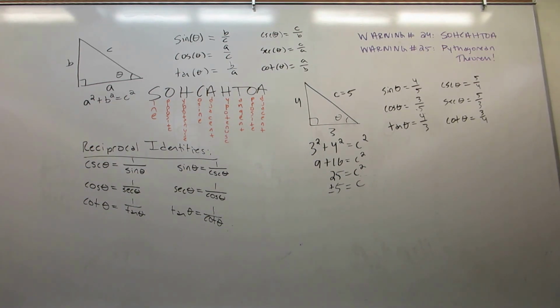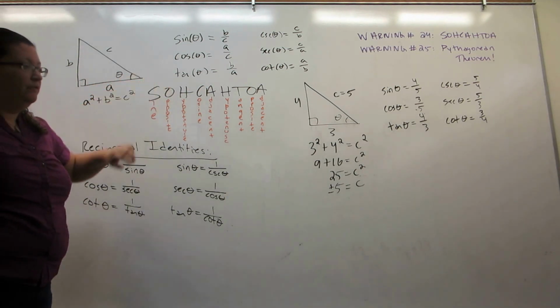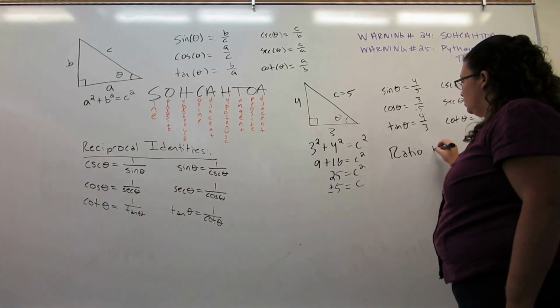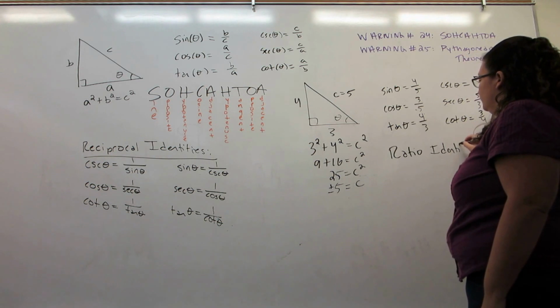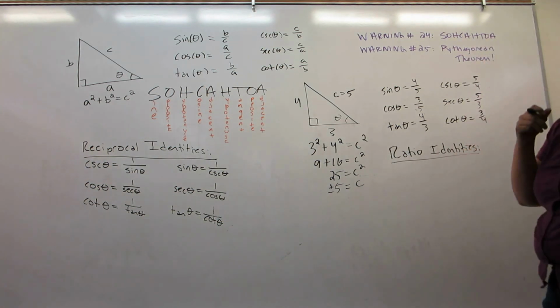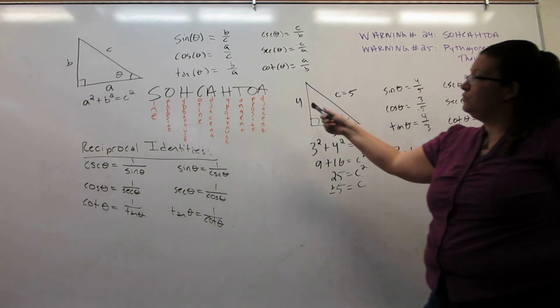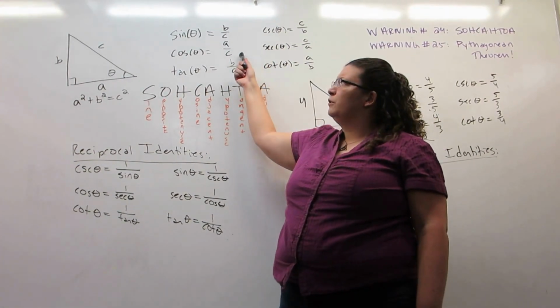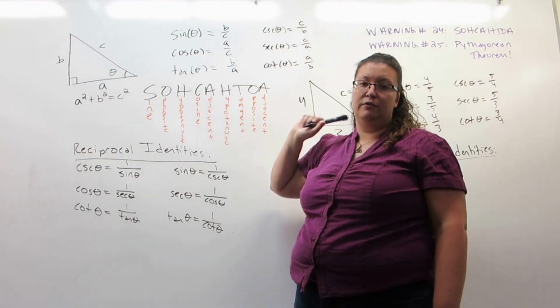Now, the second set of identities that we're going to mention, we haven't discussed yet, but they are obvious from these definitions. These are the ratio identities. Now, the ratio identities tell us that even though SOHCAHTOA gives us these first 3, we really only need to get the first 2, and from there we can get all the rest.